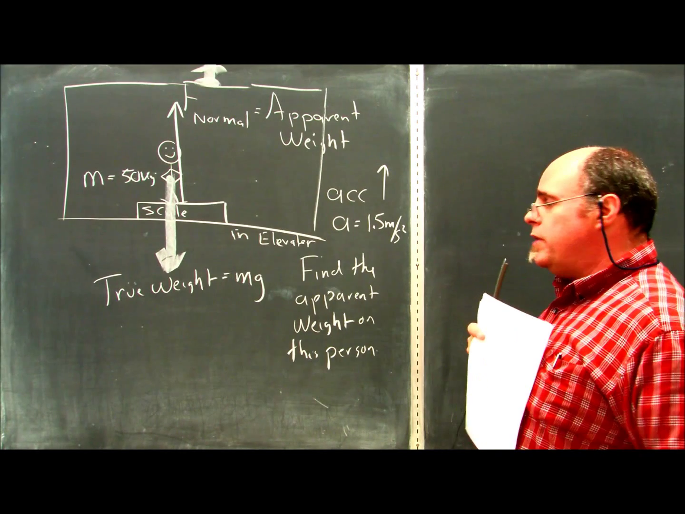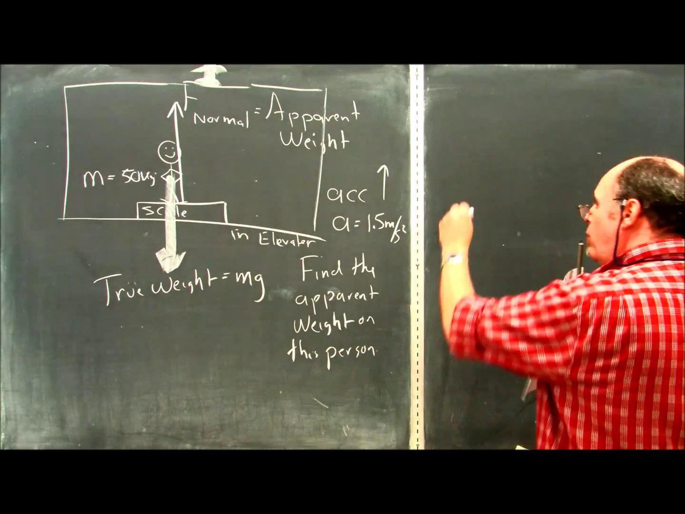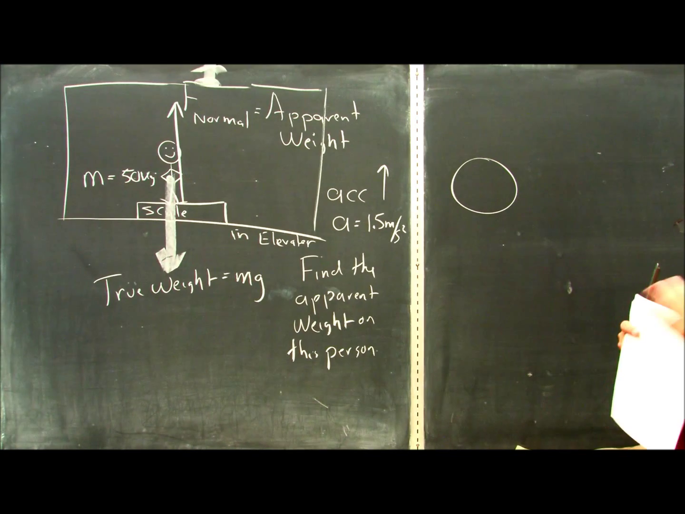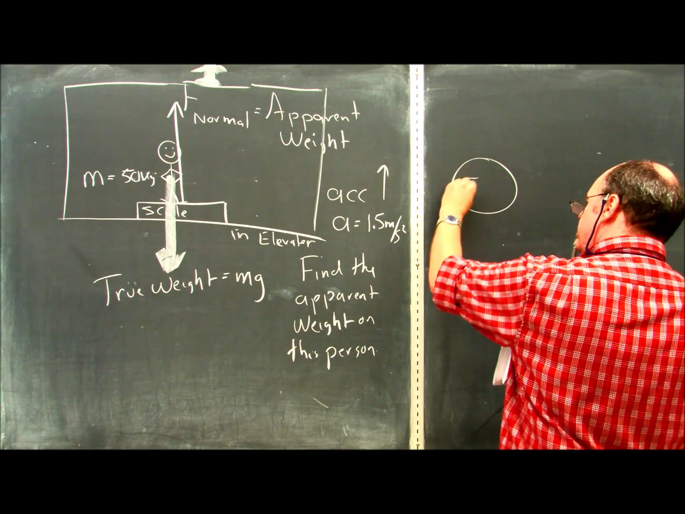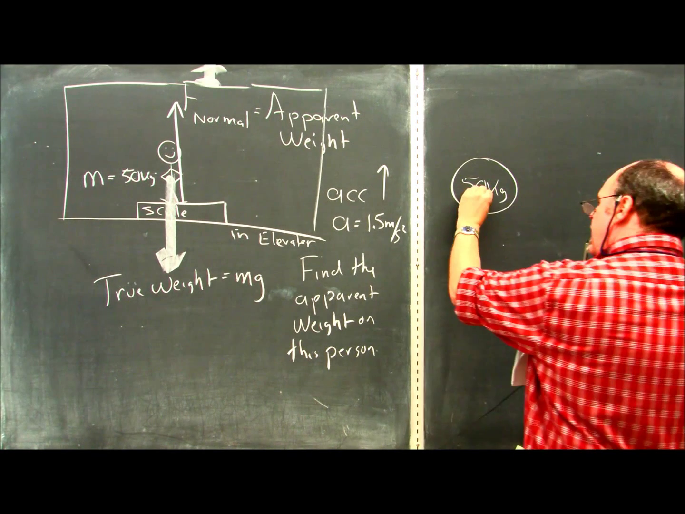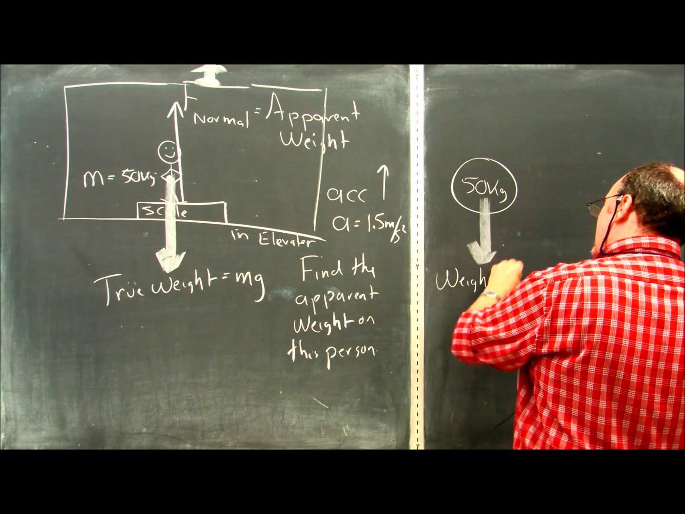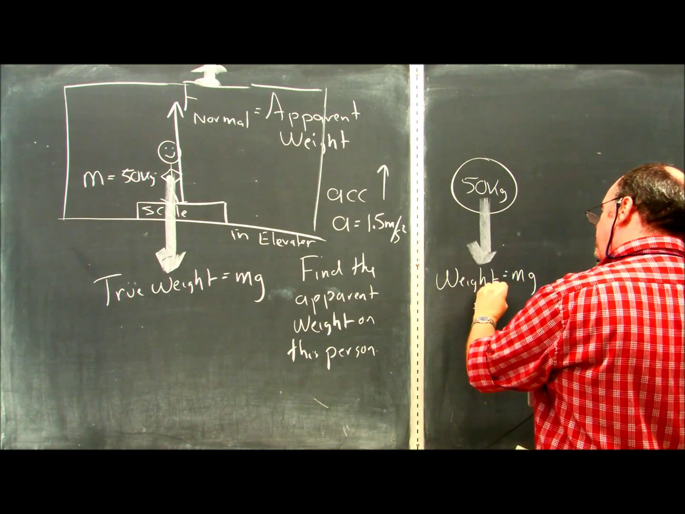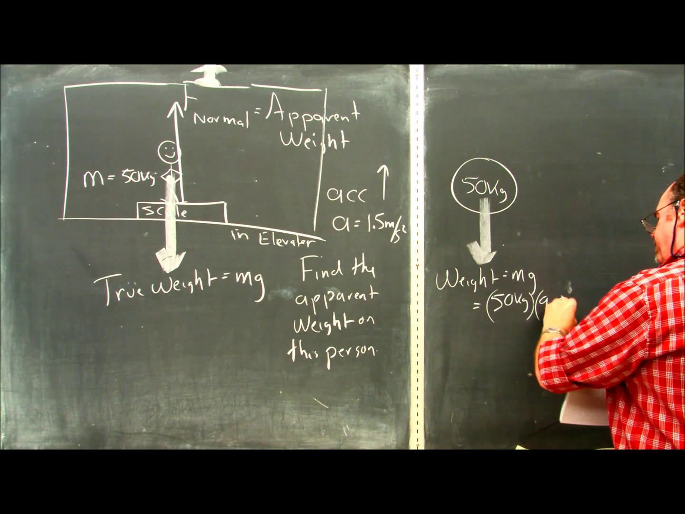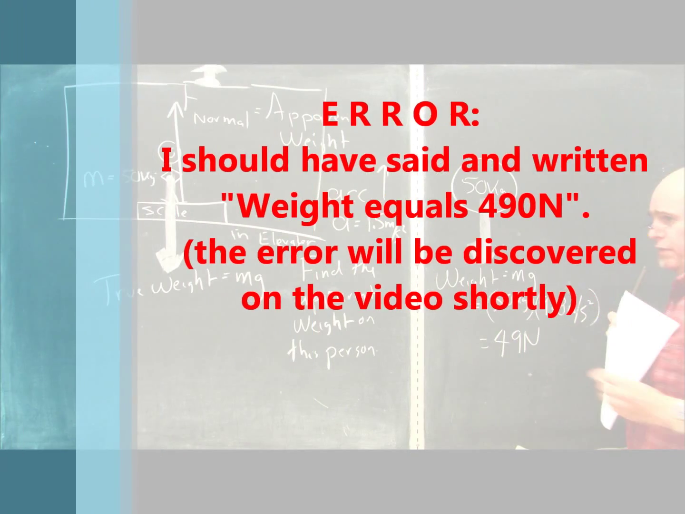So what we would do is we would draw the free body diagram. The free body diagram is actually my person. So I don't have to draw a person. That's the object right there. That's the person. That's 50 kilograms. Then I could say that this mass has a weight. So the weight, the true weight, is mass times gravity. So the true weight is going to be 50 kilograms times 9.8. So that comes out to be 49 newtons.